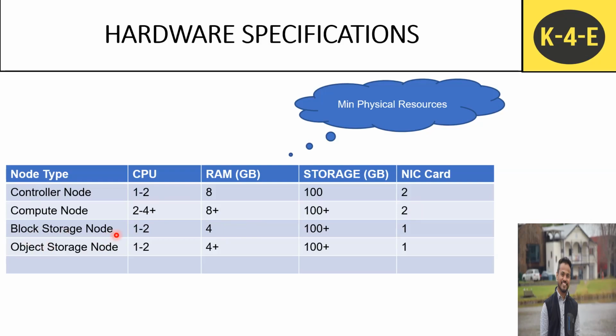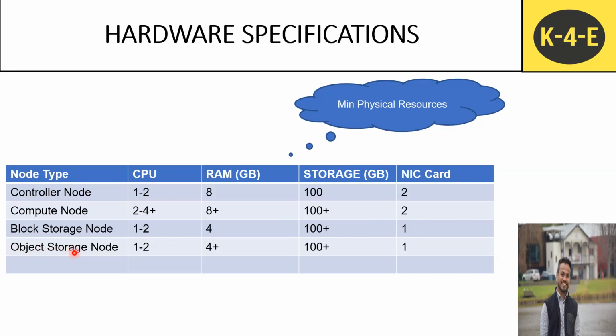Talking about the block storage node, block storage nodes should have 1 to 2 CPU, 4 GB of RAM and 100 GB of storage with one NIC card. Here the NIC card's purpose is just to connect the actual data service, so the file service, the object service, and the block service. All three storage services go out of this physical server, this block storage node, with the help of this NIC card. So it is mandatory to have minimum one NIC card. You can have an extra NIC card also if you want extra redundancy. But I'm talking about the minimum deployment. You can have more than that also, it is most welcome.